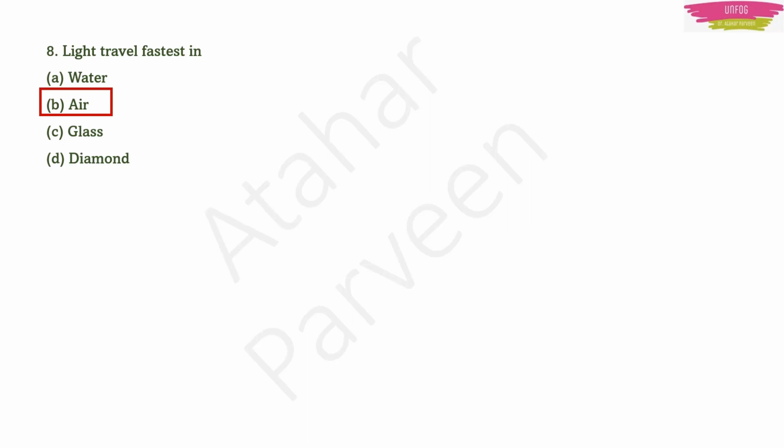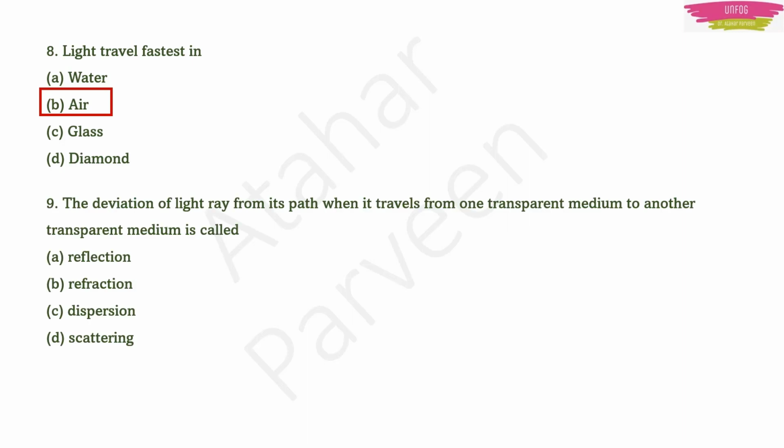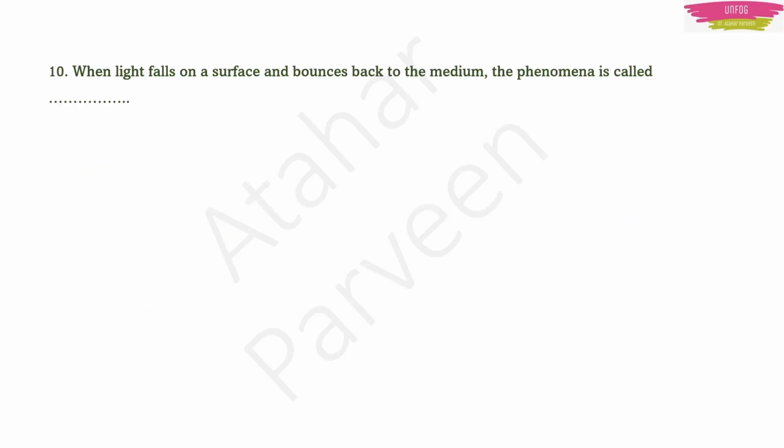Okay. Next question. The deviation of light ray from its path when it travels from one transparent medium to another transparent medium is called. Of course, it is refraction. Next question. They can ask questions in the type of fill-ups also, but they will give you 4 multiple choice options below. Okay. Here I am giving direct fill-ups. Okay. Directly you have to guess the answer and write. Question is, when light falls on a surface and bounces back to the medium, the phenomenon is called. Bounces back means it should be reflection.